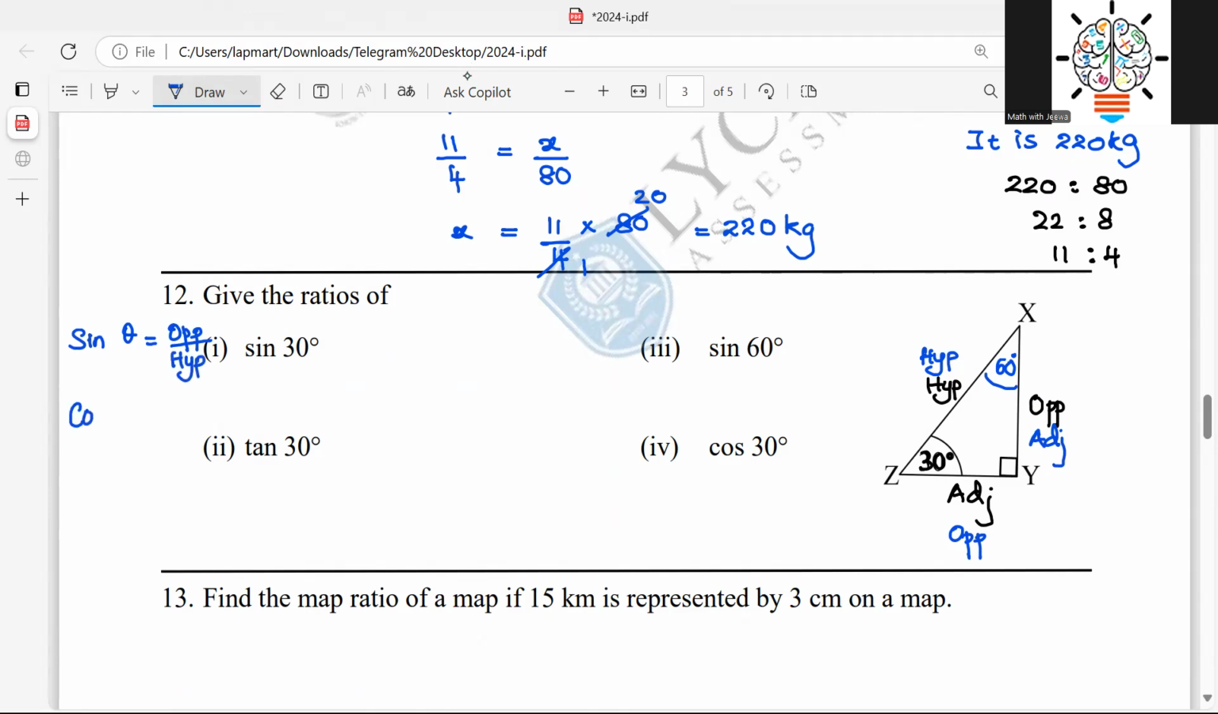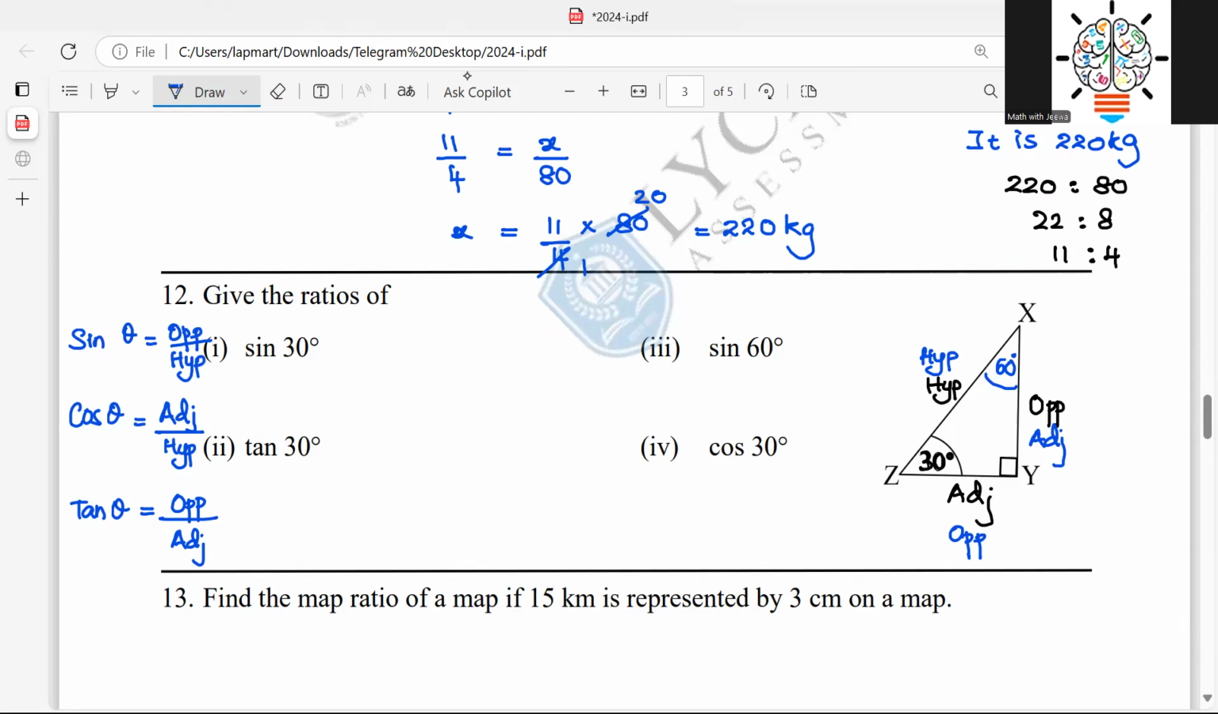What is cos theta? So adjacent over hypotenuse. Right? What is tan theta? Tan theta is equal to opposite over adjacent. So these are the three trigonometry ratios you should know. Sine theta, cos theta, tan theta. Sine theta is opposite over hypotenuse. Cos theta is adjacent over hypotenuse. And the tan theta is opposite over adjacent.